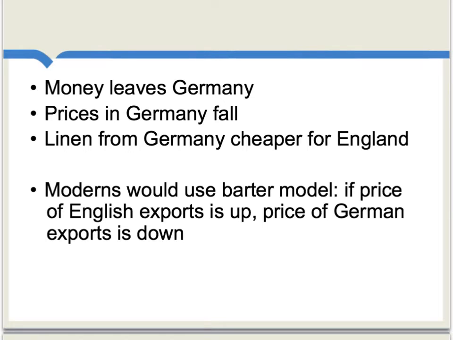Modern economists would tend to explain this in a somewhat different way. Modern models of international trade typically use an assumption of barter. So in this case, if the price of English exports is up, by definition, the price of German exports is down, and this other gain does exist, but Mill is a little bit confused to think of this as a separate channel from the one he's already outlined.